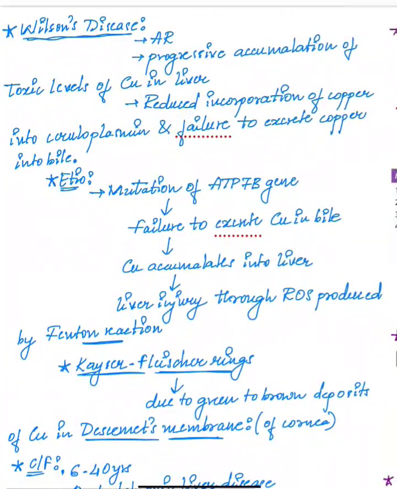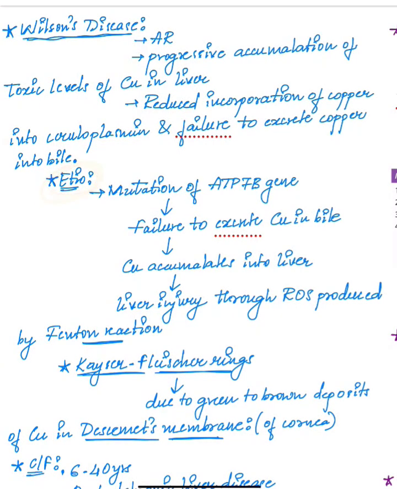Now coming to our favorite topic, that is Wilson's disease. As we all know, it is autosomal recessive. It is a progressive accumulation of toxic levels of copper in the liver. There is a reduced incorporation of copper into ceruloplasmin and failure to excrete copper into the bile. Hence, we can see there is increased concentration of copper and reduced concentration of ceruloplasmin.